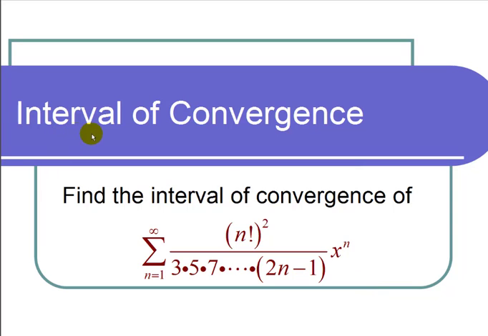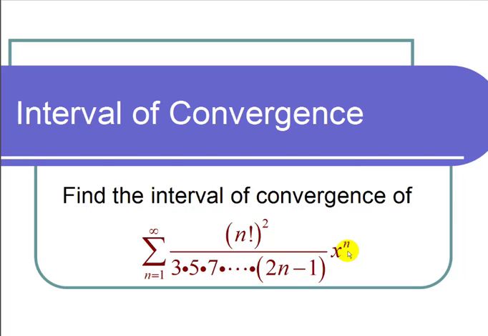This is a video on the interval of convergence. The question states, find the interval of convergence of the summation from n equals 1 to infinity of (n factorial) squared divided by 3 times 5 times 7 times ... times (2n minus 1), times x to the n.